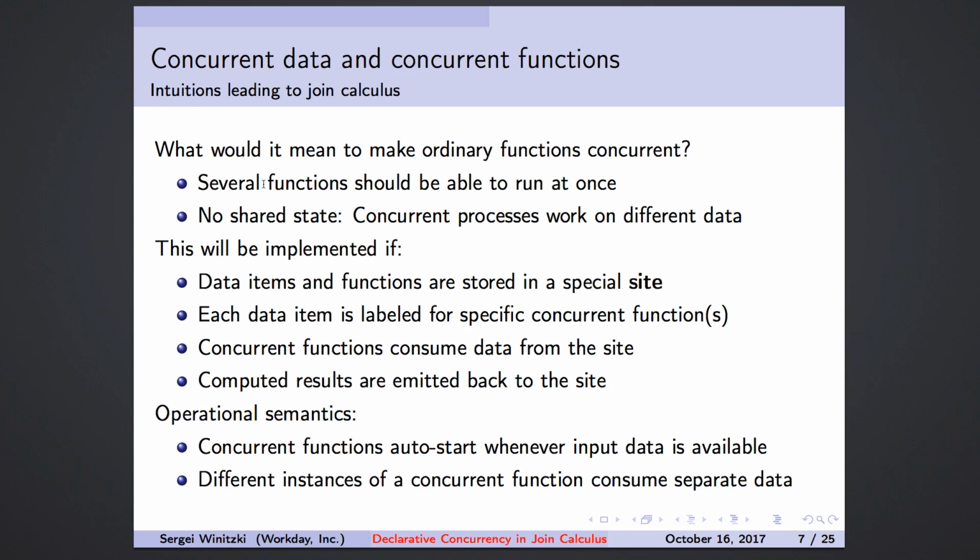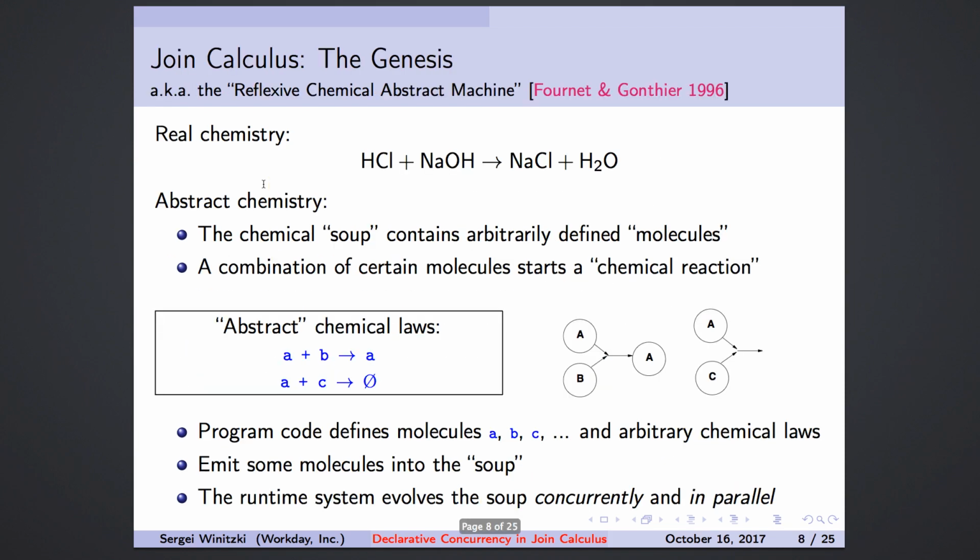So then if we were to implement this, concurrent functions will automatically begin their computations whenever their data is available. The data should be labeled somehow for them to start. And so that is the basic idea of join calculus. Now, to make it a little more concrete, I would like to present the chemical analogy or metaphor.